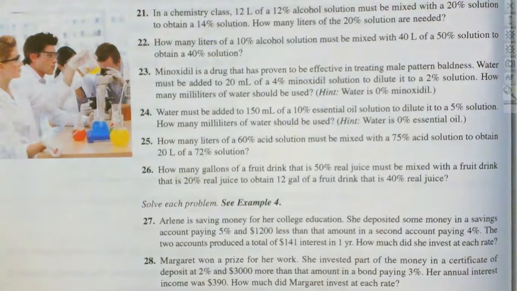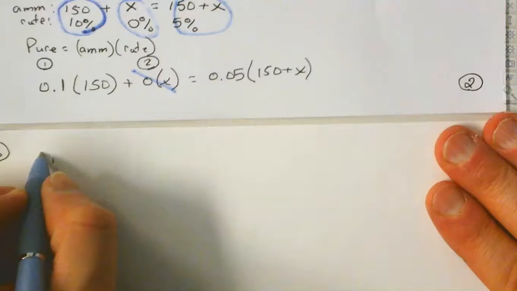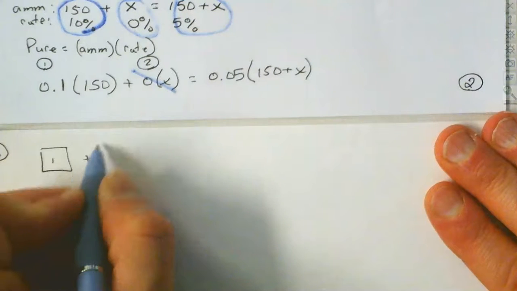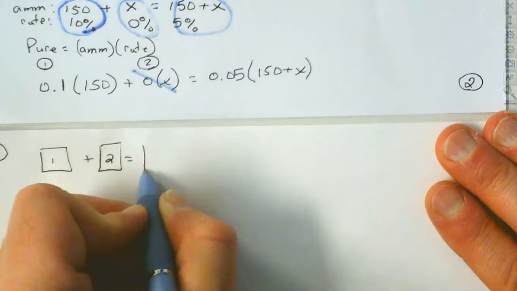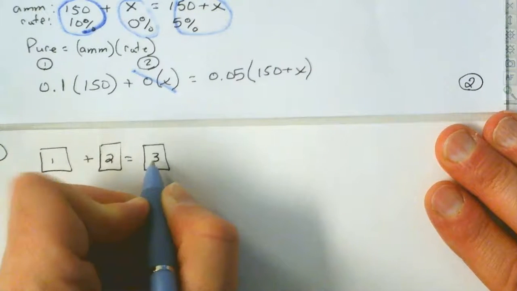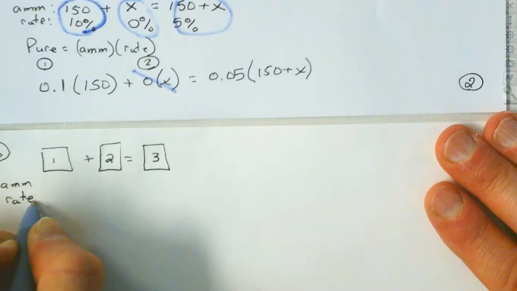Okay, so we're going to set it up the same way. It's a little bit different. But let's see what we've got. Always use the boxes 1, 2, and they equal 3. We've got an amount, and we've got a percentage rate.